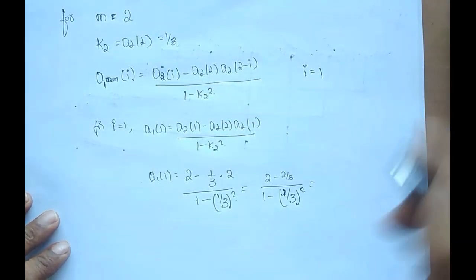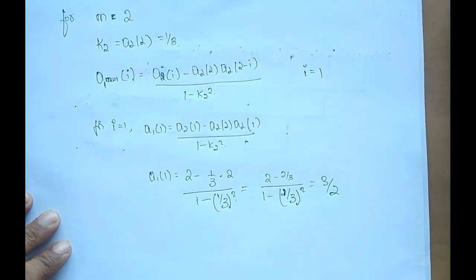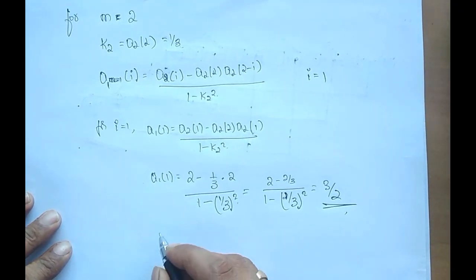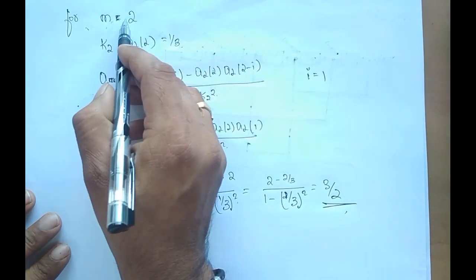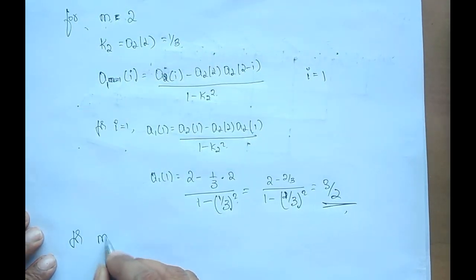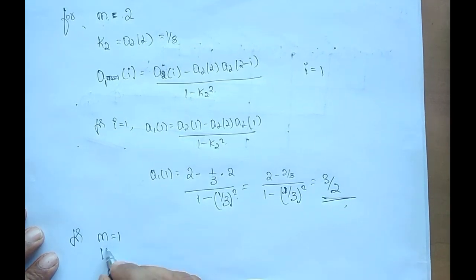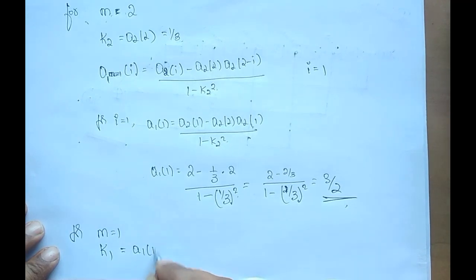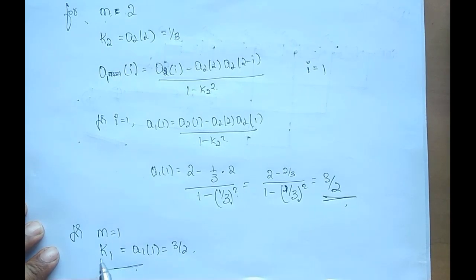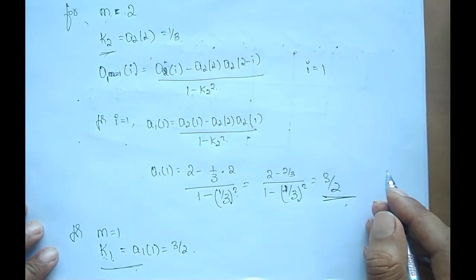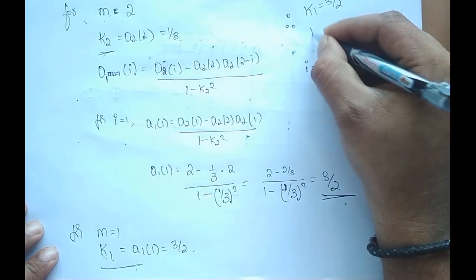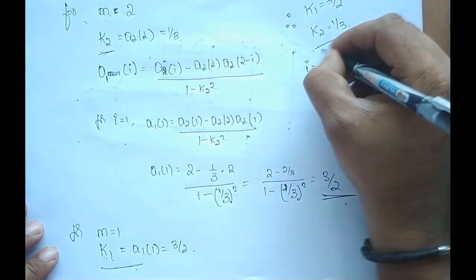So we get 3 by 2. So now for m, we did it for m equal to 2. Now for m equal to 1, what is k1? It is a1 of 1, which is equal to 3 by 2. And you stop here because we got the value of k1 and the value of k2. So therefore the k1 value is 3 by 2 and the k2 value is 1 by 3.